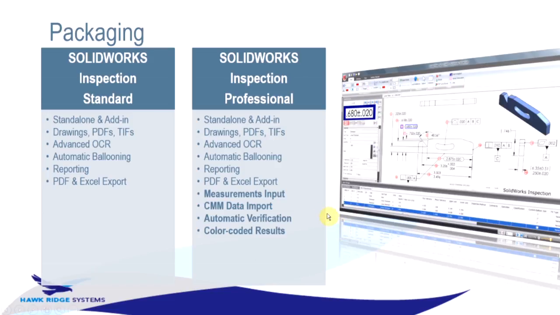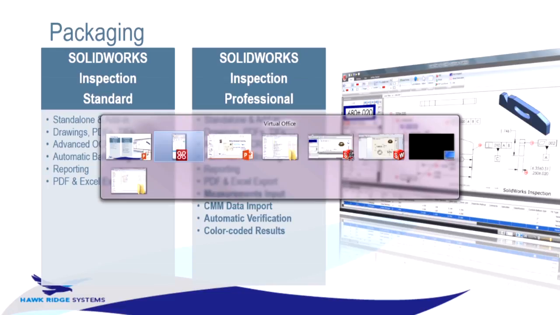And again, the main difference between the two packages is that Inspection Professional handles the CMM data input. So if you're using a CMM machine and you need to run inspection documentation, you should definitely look at SOLIDWORKS Inspection Professional. The standard version will allow you to do all the inspection ballooning and Excel output documents that you need, but again, the CMM data input is with the professional. There are also some extra measurement inputs directly into the program, as well as color-coded results, so you can get a nice picture of multiple inputs on one part document.